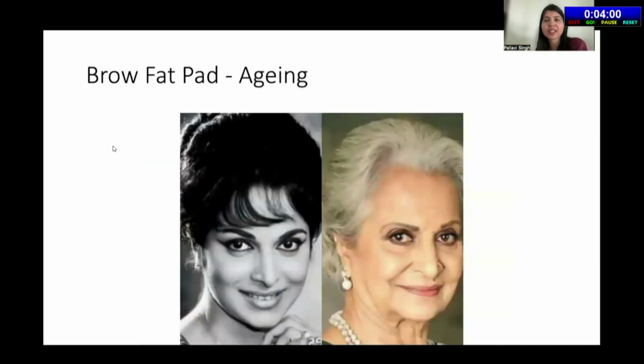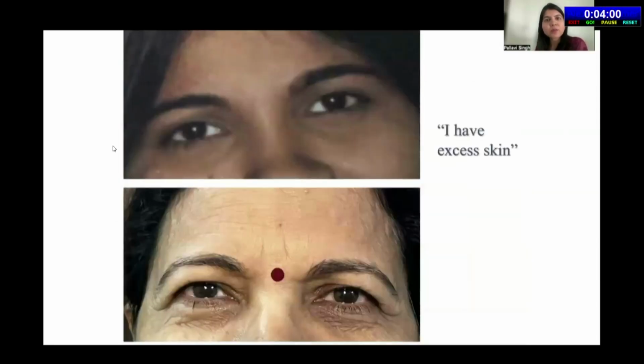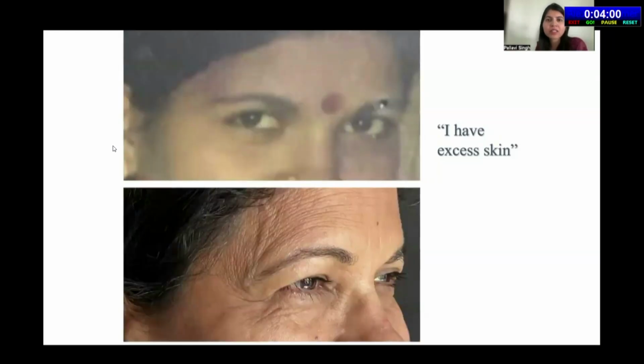What happens with age is that there is deflation of this fat pad and there is descent, which leads to one of the common aging changes in this area. A lot of these patients will come to you with the complaint that they have excessive skin. Now you need to understand that yes, excessive skin might happen because of the deflation, but the main factor playing a role in aging in this area is the deflation of this fat pad. Once you understand that it's the deflation which is causing the aging, you would want to re-inflate this fat pad rather than taking a lot of excessive skin away.